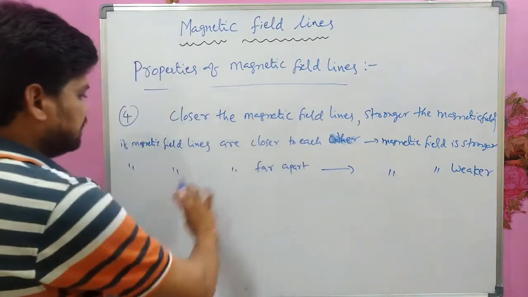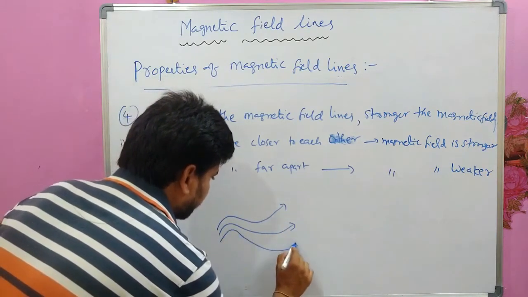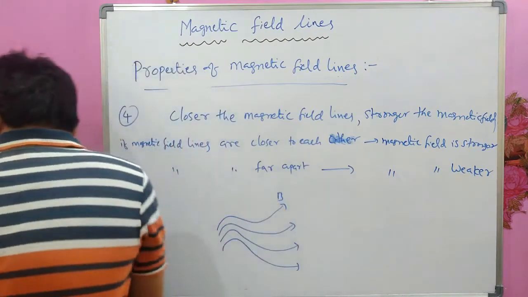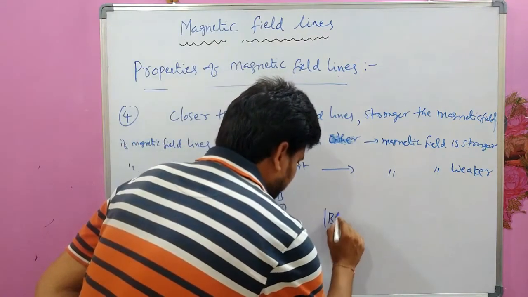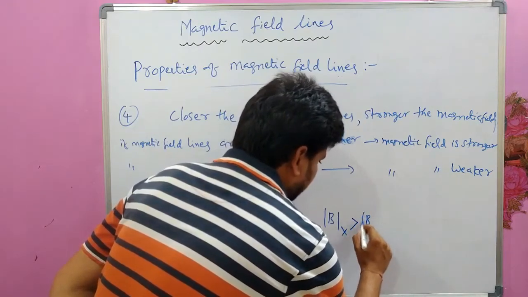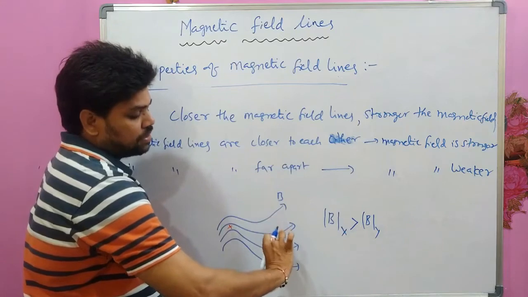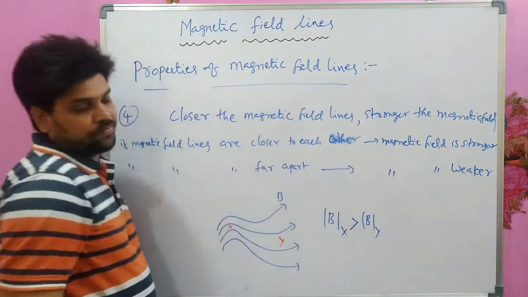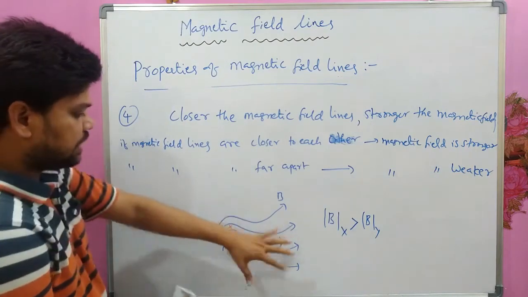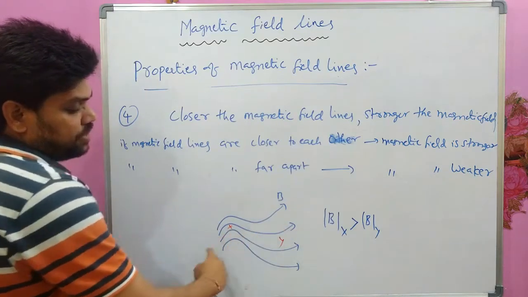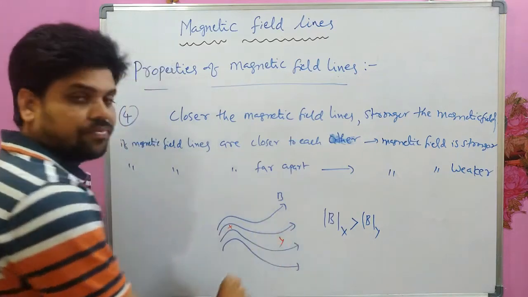How do we represent this? For example, if these are the magnetic field lines, and we have two points here, this is X and this is Y. So the magnetic field at X is greater than the magnetic field at Y, because here the magnetic field lines are very close to each other, so the magnetic field is stronger. Here the lines are far apart from each other, so the magnetic field is weaker. This is the fourth point. Now we will see the fifth point. If this is the case, we call it a non-uniform magnetic field. Here the magnetic field strength is larger and there it is weaker, so it is non-uniformly distributed.